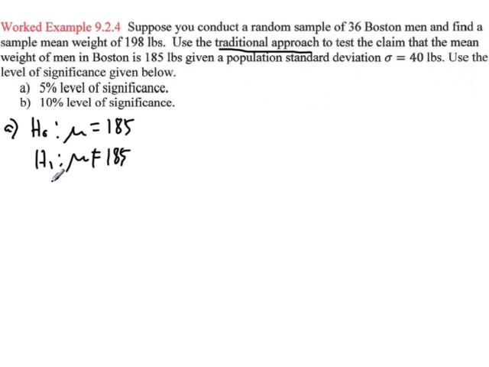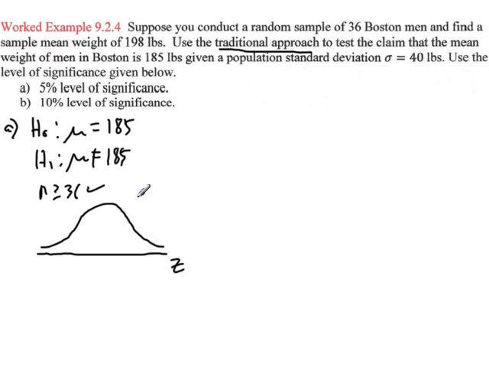So first we should really verify that n is greater than or equal to 36, and that since the standard deviation is known and it's 40, we're going to be looking at z. So we go and draw our z distribution.